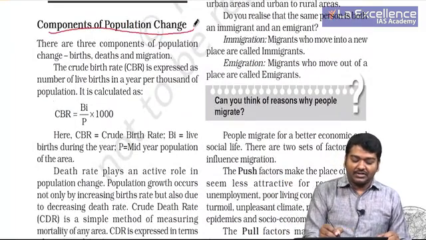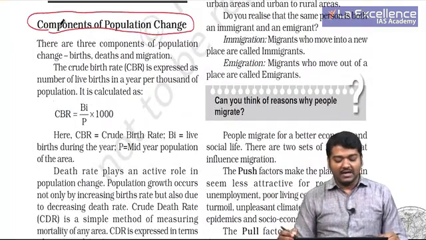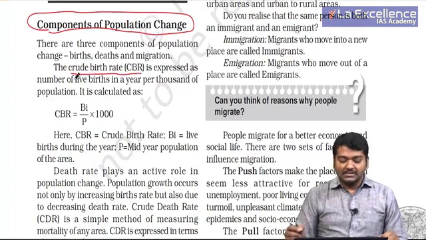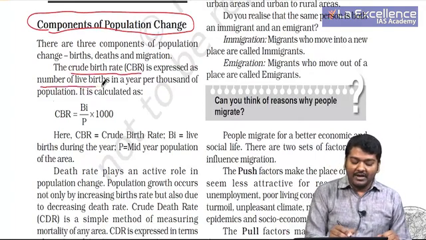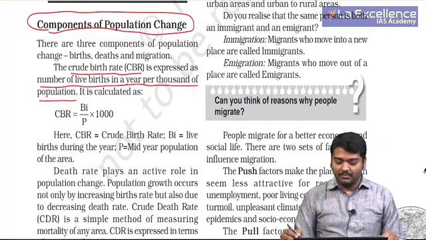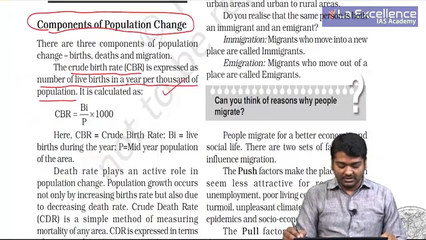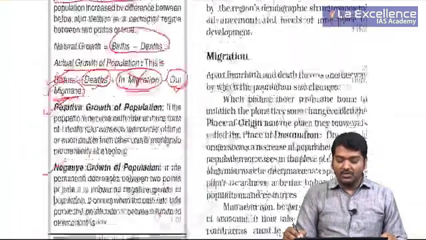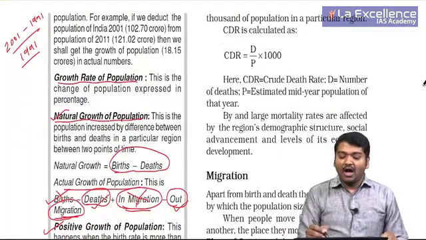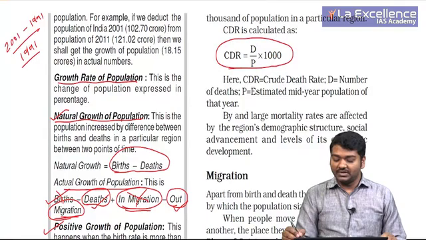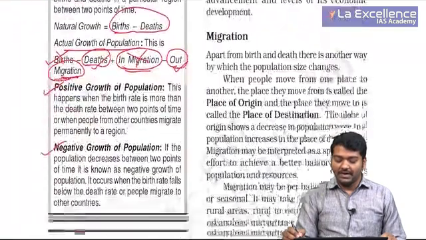Components of population change. Whenever we try to see, we talk about the crude birth rate. That means how many live births in a year per 1000 of population are actually taking place. This is very important. We are talking about 1000 of population. And then we need to talk about the crude death rate, where we say how many deaths are taking place per 1000 of the population, is what we try to understand again.